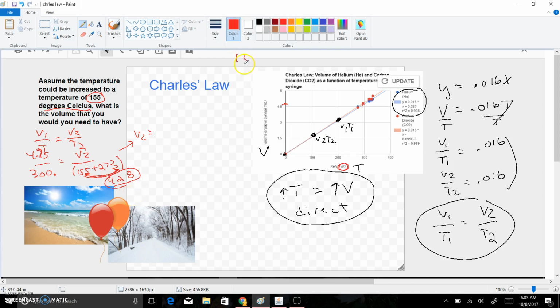But a little side trip here. Let's say it's 15 plus 273. Well, 15 plus 273 equals 288. And the sig figs for that would be 288, 3 sig figs.